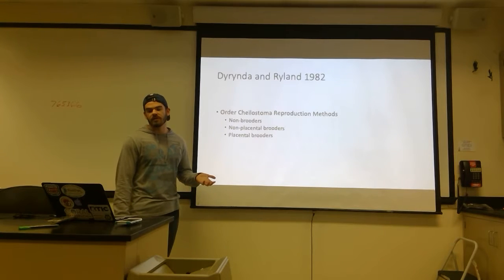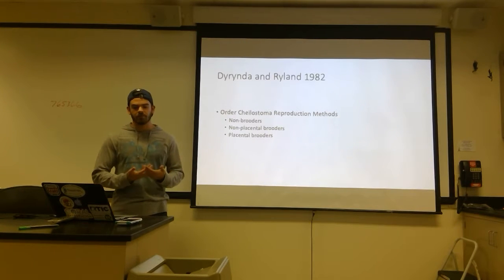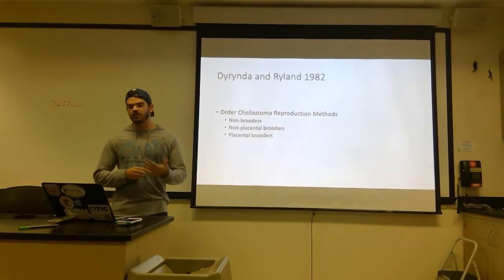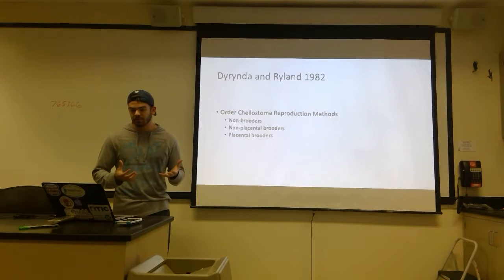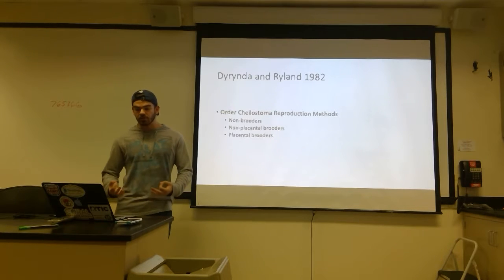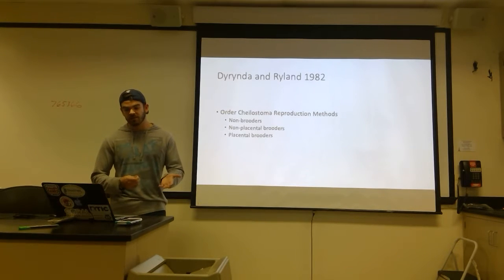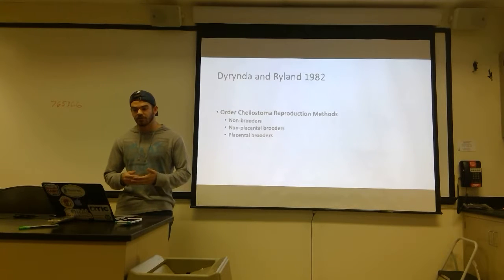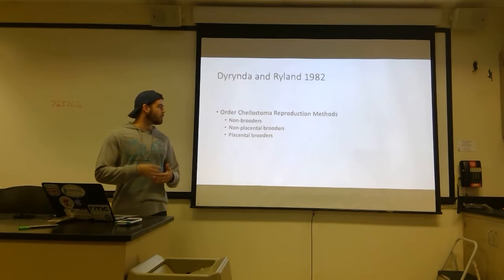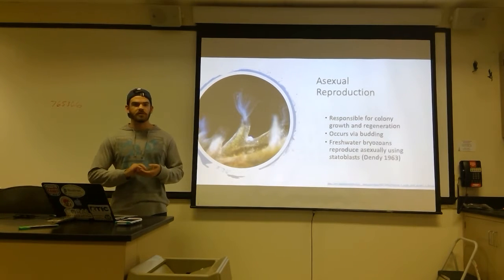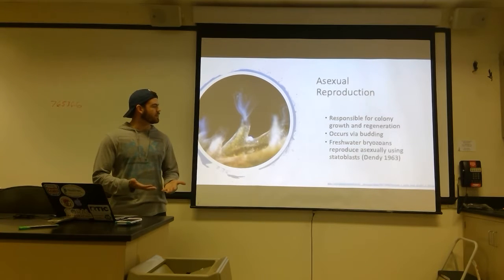This research was done to show the three different types of reproduction in the cheilostomes. The first type is non-brooders, where the zooids produce large batches of small eggs, and embryogenesis takes place without parental care in the sea. In the non-placental brooders, the zooids produce eggs in small batches, and embryogenesis takes place inside a brooding space of the ovicell. In placental brooders, the zooids produce a small egg at maturity, and the zygote receives nutrients from the mother, just like a placenta.